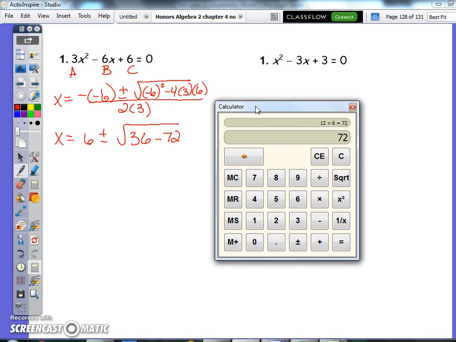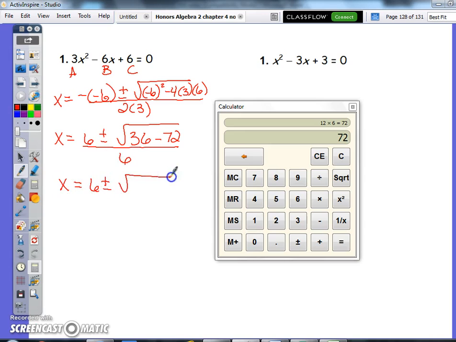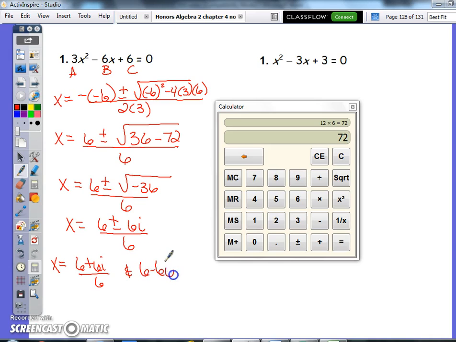So right now you should be thinking I'm getting a negative under this radical. It's probably going to be imaginary numbers. So x equals 6 plus or minus the square root of a negative 36 over 6. So x is going to equal 6 plus or minus 6i over 6. Because the square root of 36 is 6. And when we break it apart, x is going to equal 6 plus 6i over 6 and 6 minus 6i over 6. When we simplify, it's 1 plus i and 1 minus i. These are your two solutions.